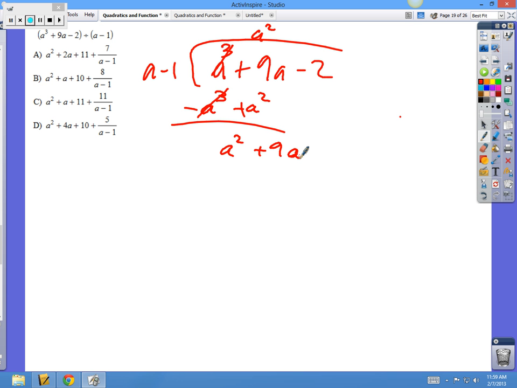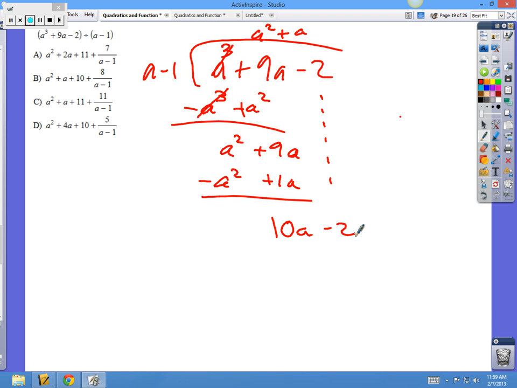So what times a is going to give you an a squared? So your next term is going to be an a times a, there's your a squared. A times a minus 1 is a minus 1a. But now you got to subtract them. So that changes to minus, that changes to plus. Now these are like terms, and they're a total of 10 a's. Bring down your next term, which is a minus 2.